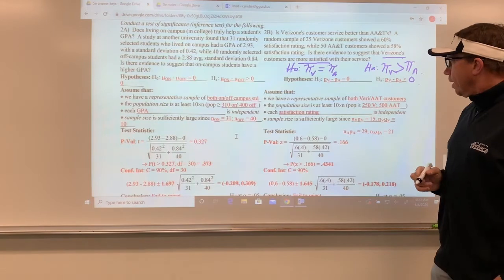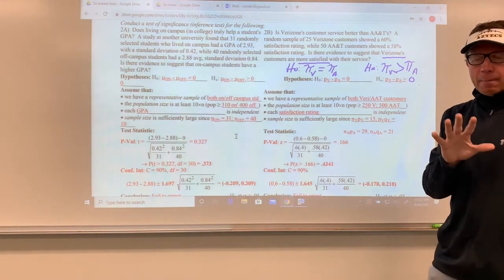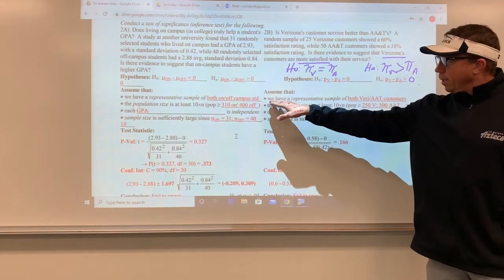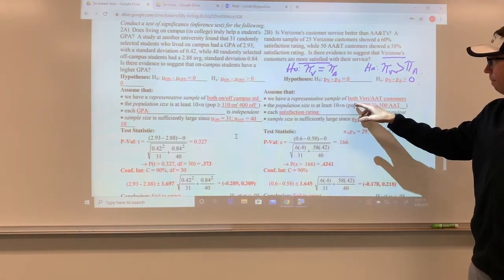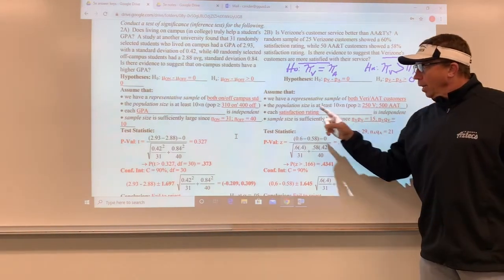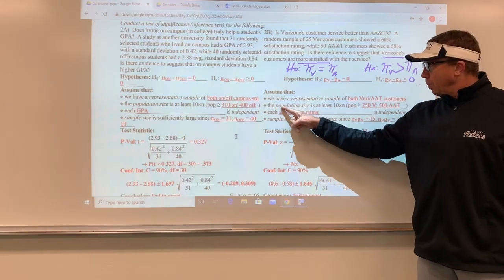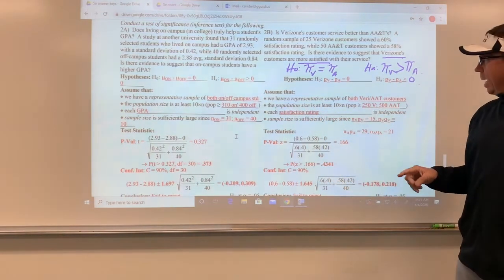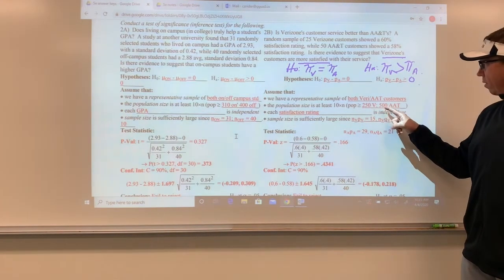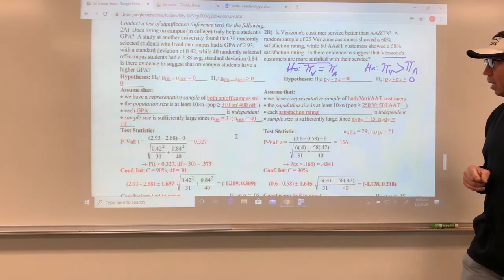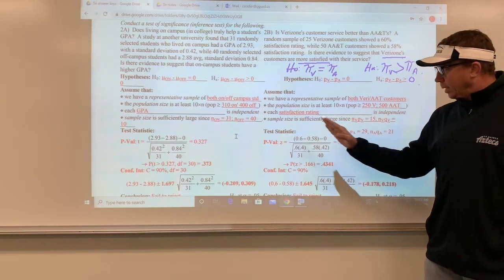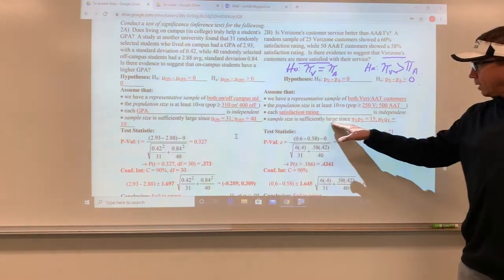Okay? Fine. Now, let's go through our assumptions, and it's got to be done in plural because it's two samples. Assume that, 1, we have a representative sample of both Verizon and AT&T customers. 2, this is the 10% rule now. Assume the population is at least 10 times n, meaning the population is greater than 250 for Verizon and greater than 500 for AT&T. Assume that each satisfaction rating is independent. And then this is the hard one here. Assume the sample size is large enough.